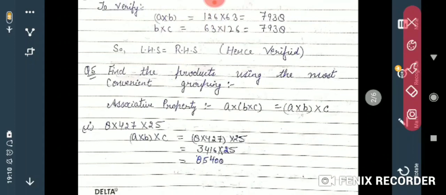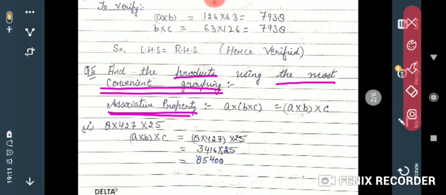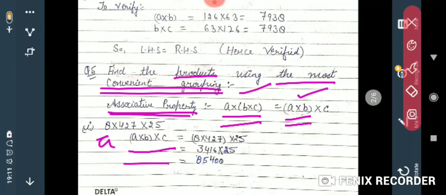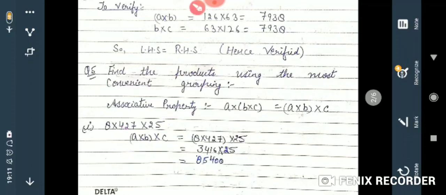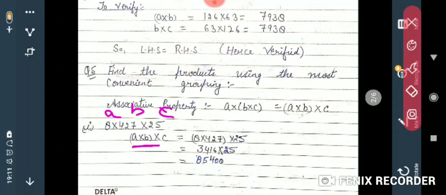Now next question, find the products using the most convenient grouping. Convenient grouping, what you have to do? Either you have to apply associative property or distributive property. Again, the property is same. What? A multiply B bracket multiply C should be equal to A multiply then bracket B multiply C. So first LHS. The value of A, B and C. A, B, C. Okay.